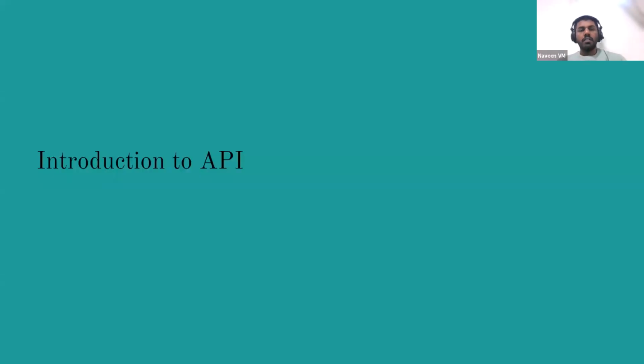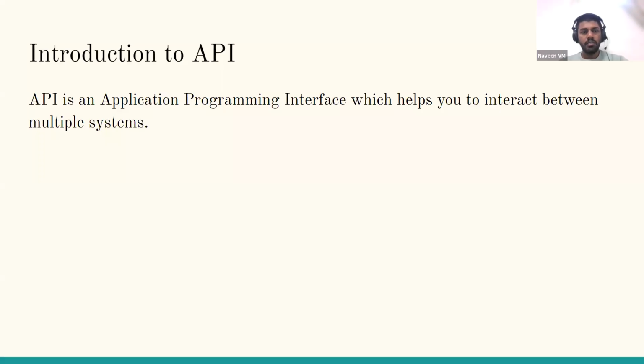So, what is an API? API stands for application programming interface, which helps you transfer or interact communication between multiple systems, or one system and another. When we say communication, it's about data, so you can transfer data from one system to another.